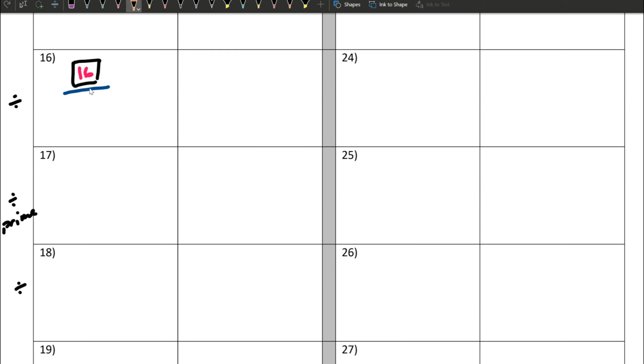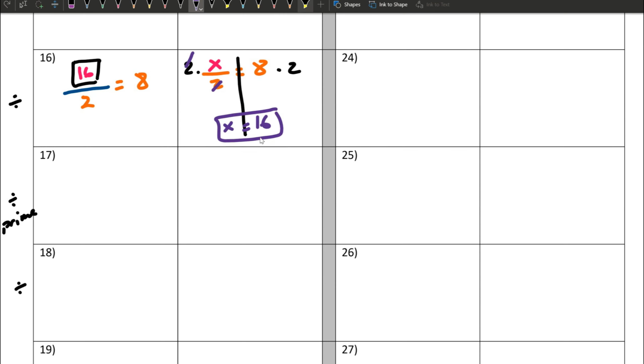I will choose 2. Okay, 16 divided by 2 is 8. Go back, the box will be x over 2 equal to 8. And then you solve for x. To get rid of the fraction, you multiply both sides by 2. The 2 and 2 cancel each other out. x equals 16, which matches the date of the month.